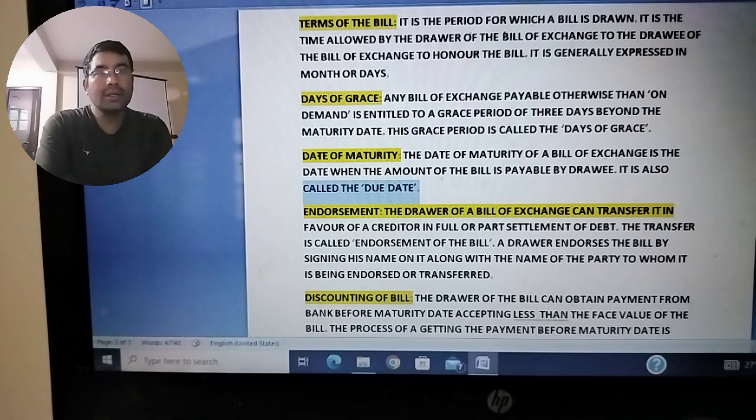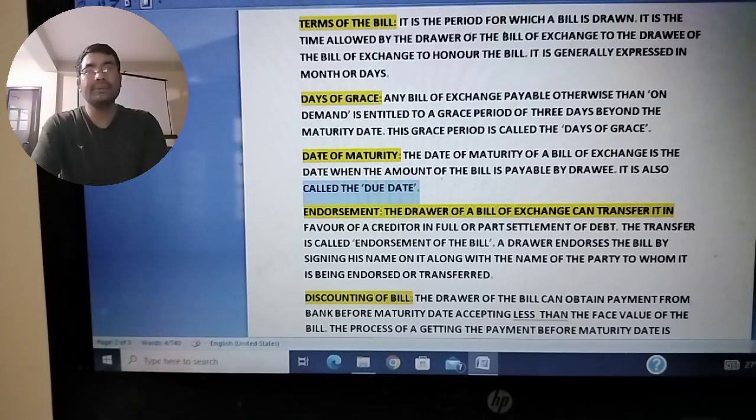First, we'll learn what we mean by the terms of the bill. It is the period for which a bill is drawn. It is the time allowed by the drawer of the bill of exchange to the drawee of the bill of exchange to honor the bill. It is generally expressed in months or days.